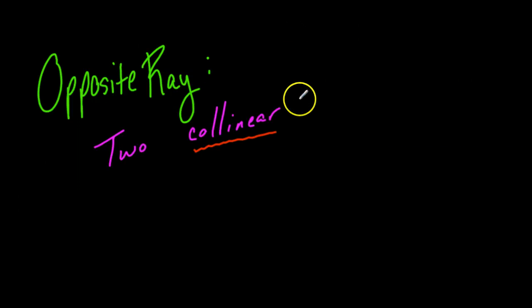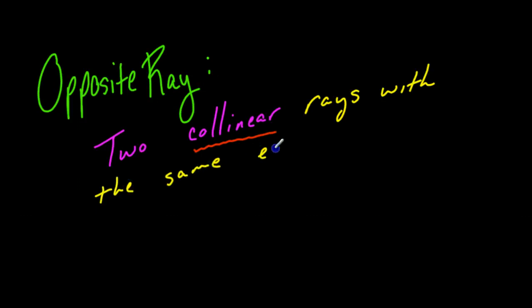Now we're going to get to this idea of opposite rays. And what opposite rays are, they're two collinear. Now remember we talked about collinear. Collinear means, from last lesson, the same line. So what opposite rays are, they are two collinear rays, so rays on the same line. Now these collinear rays, they have the same endpoint.